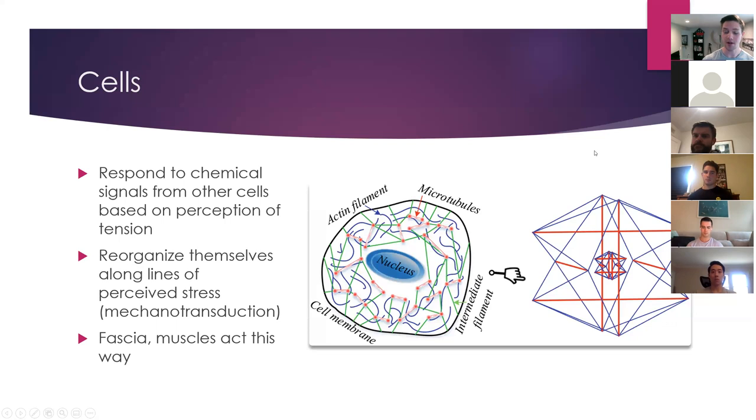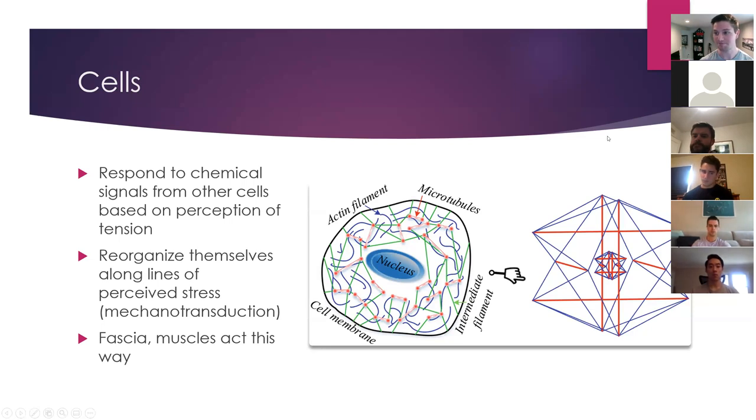Cells do this. You might look at a cell and it looks kind of like a blob, like the cell on the left right there. It doesn't look like there's anything strategic going on with it, right? But what that cell is doing is responding to chemical signals from other cells as well as tension based on perceived lines of stress. This is called mechanotransduction. Fascia acts this way and muscles act this way because we're just made up of a bunch of cells. The thing on the right looks like a cell with a nucleus, but I also think it looks like an atom.